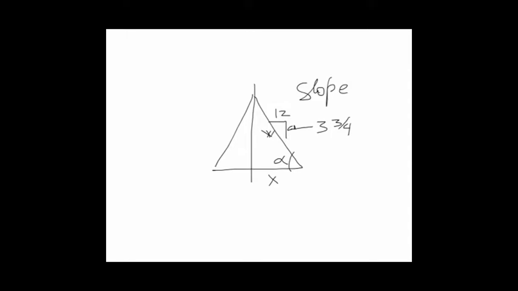So basically we know that the tangent of alpha is going to be rise over run, so that's 3.75 divided by 12. And we also know that X is going to be equal to W times the cosine of alpha. So if we have the tangent of alpha, we can find the cosine of alpha, and then we can find the value of W as basically X divided by the cosine of alpha.